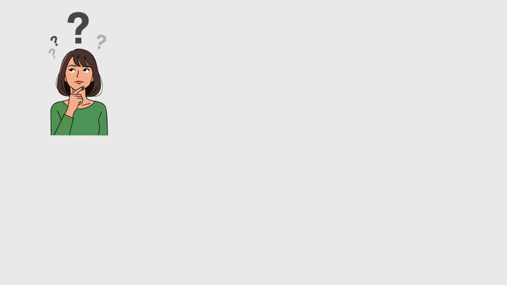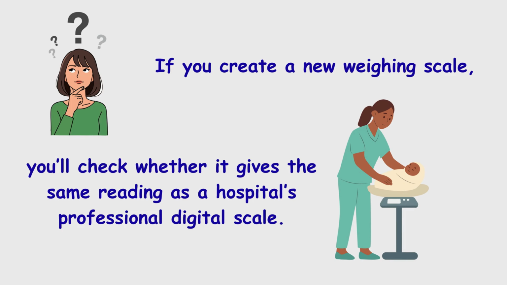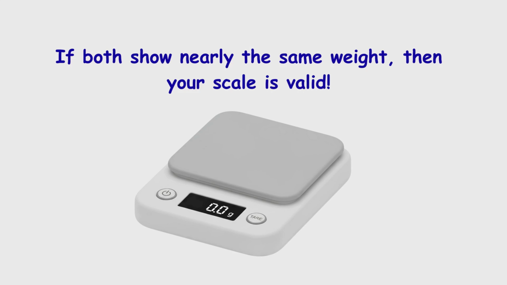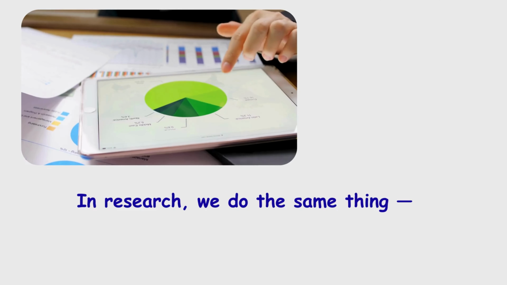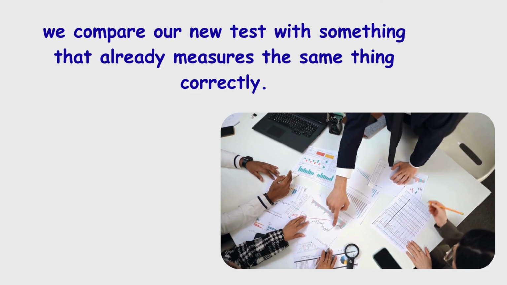Think of it like this: if you create a new weighing scale, you'll check whether it gives the same reading as a hospital's professional digital scale. If both show nearly the same weight, then your scale is valid. In research, we do the same thing. We compare our new test with something that already measures the same thing correctly.